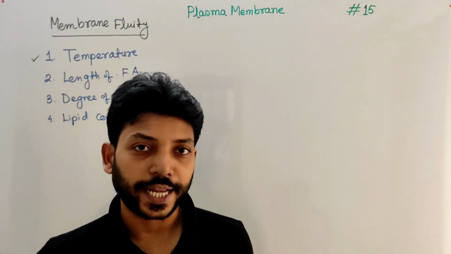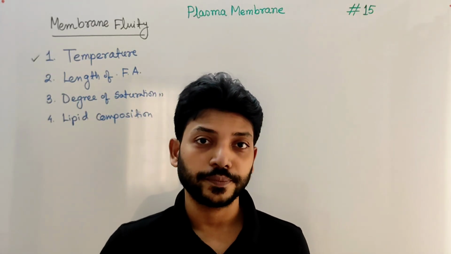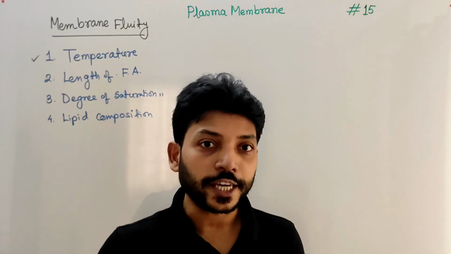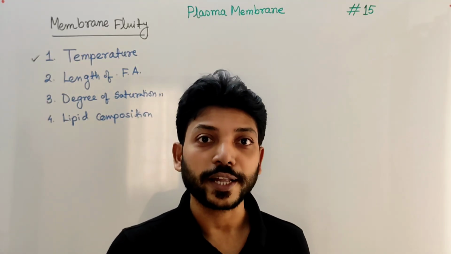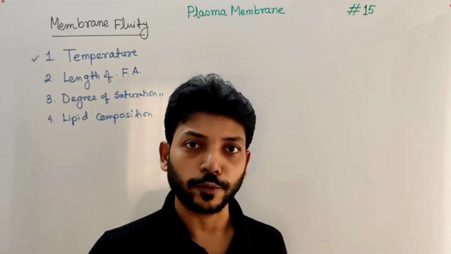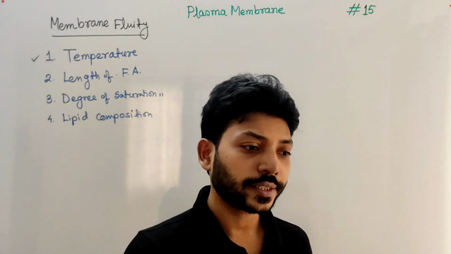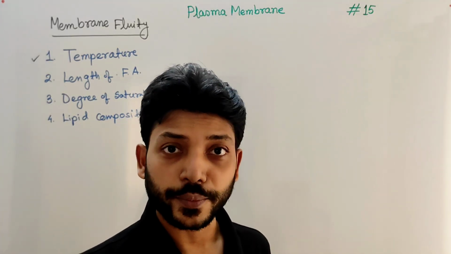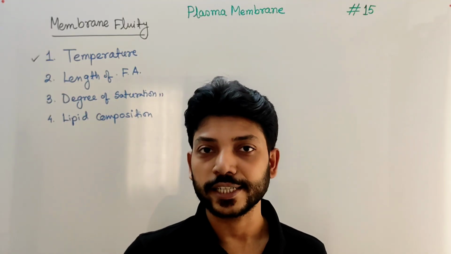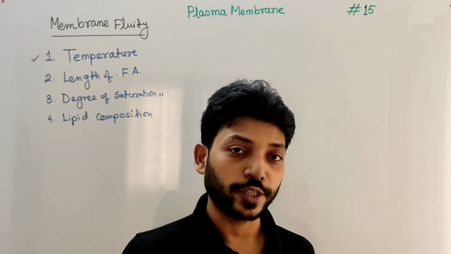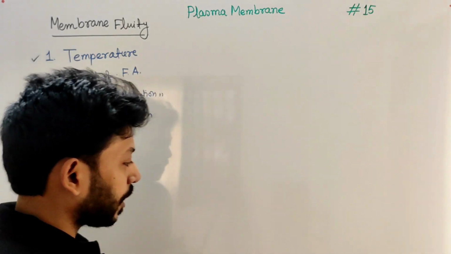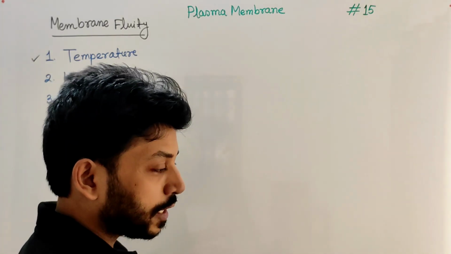As we know, the membrane is lipid in nature, so we can take an example like butter. If we heat butter, the butter melts, so it becomes fluid. And if it cools down, then it becomes solid. The same is applicable for the plasma membrane also. At physiological temperature, that means at 37 degrees centigrade, the membranes are fluid in consistency. But what happens when we cool this membrane?